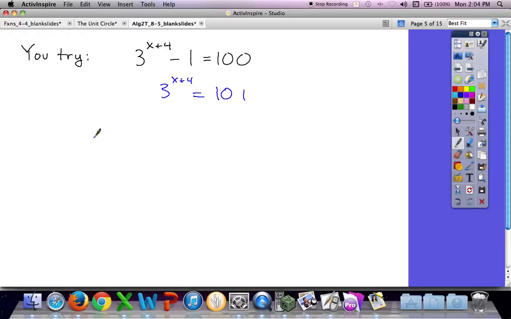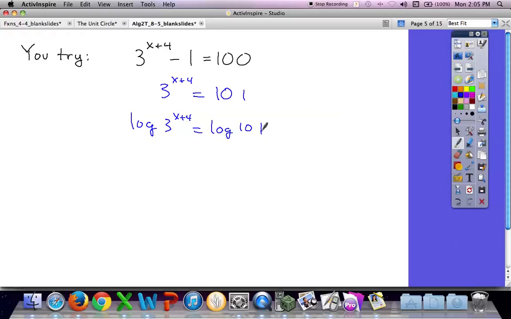Okay, then take log of both sides, right? So log of 3 to the x plus 4 equals log of 101. And then what do I do? Which property do I use now?